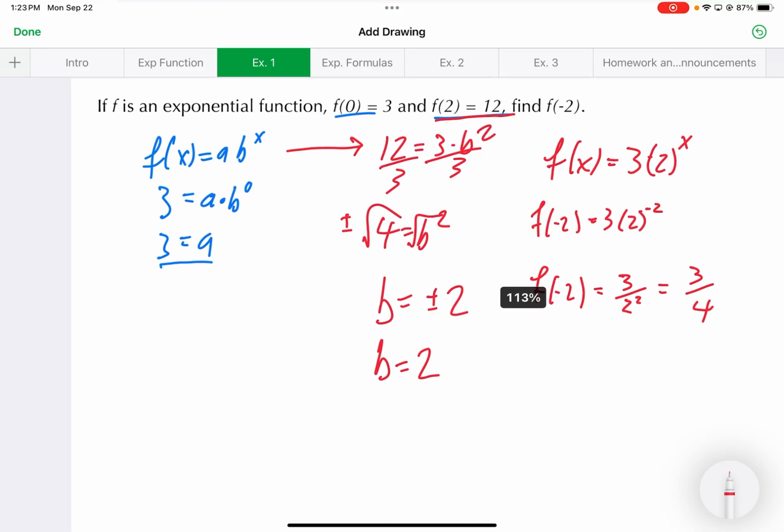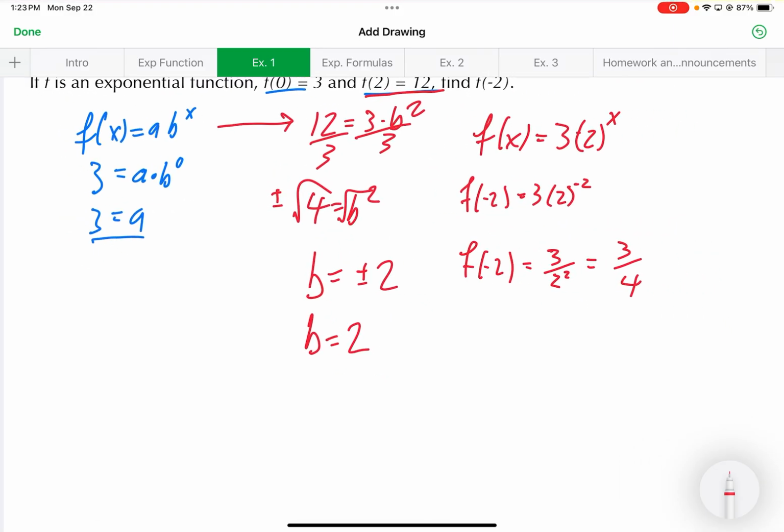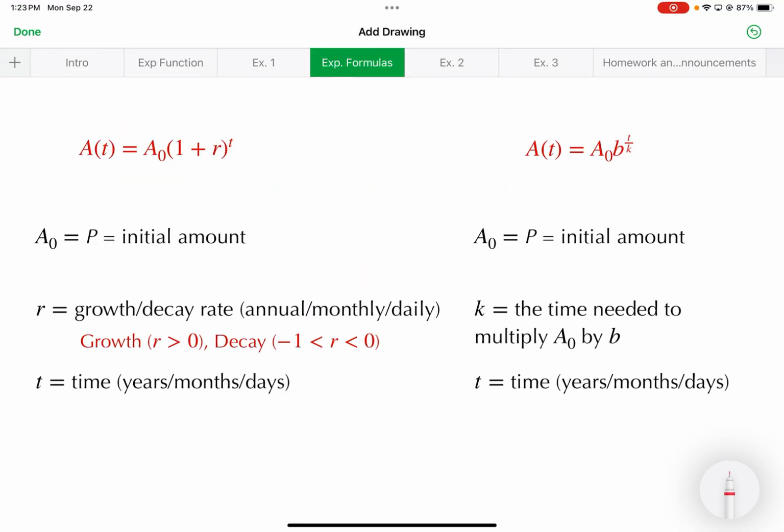Now, that value in my mind makes sense because if we think about what the graph of that would look like, I know that when I plugged in 0, I had a value of 3, right? So it's going to be something like that, just a general shape of the graph. So if I plug in something like negative 2, I would expect it to be a value that's pretty close to the x-axis, so 3/4 makes sense in my mind. Okay. All right, cool. Let's keep going.